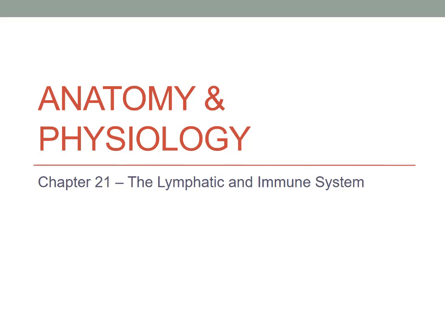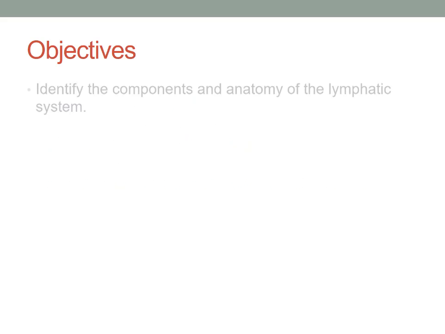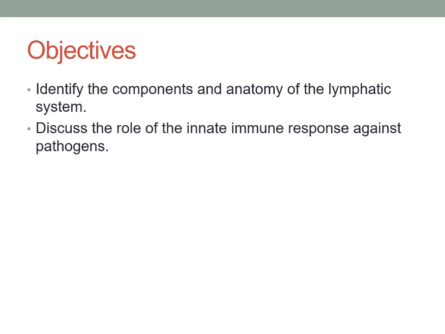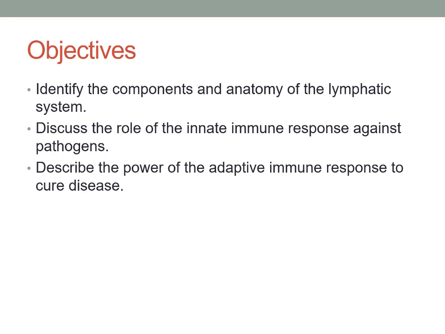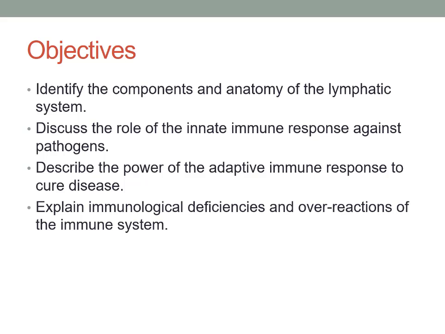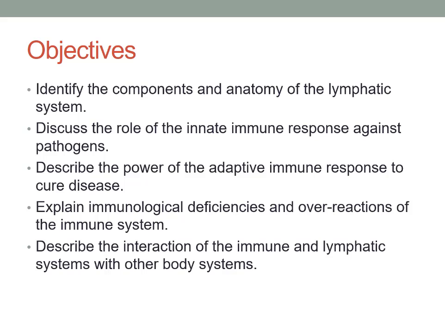So this is going to be a high-level overview of Chapter 21, the lymphatic and immune system. What we're going to talk about is we are going to identify the components and anatomy of the lymphatic system, discuss the role of the innate immune response against pathogens, describe the power of the adaptive immune response to cure disease, explain the immunological deficiencies and overreactions of the immune system, and describe the interaction of the immune and lymphatic systems with other body systems.